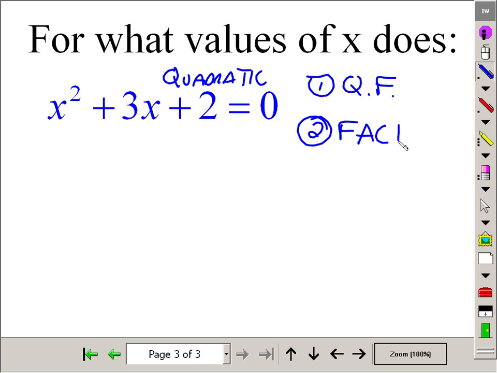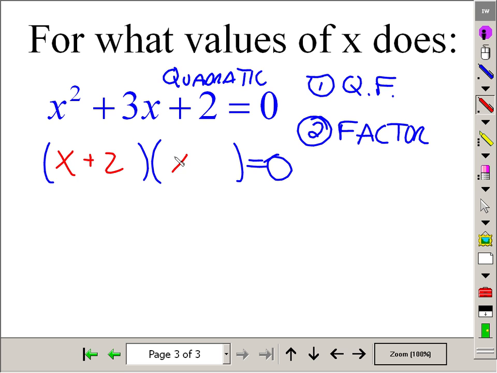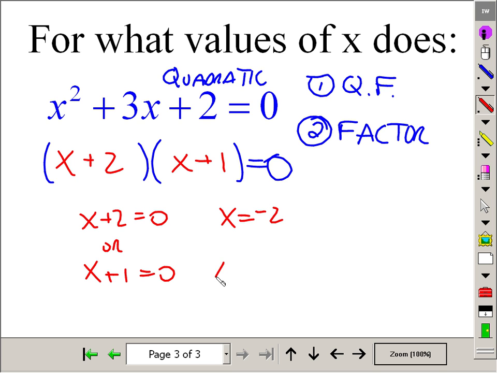Two, we can factor. I'm going to do factoring real quick. I can factor this as x plus 2, x plus 1. So then x plus 2 can equal 0, or x plus 1 can equal 0. So x can be -2, or x can be -1. So that more or less finishes our Algebra 1 lesson for what we're doing.